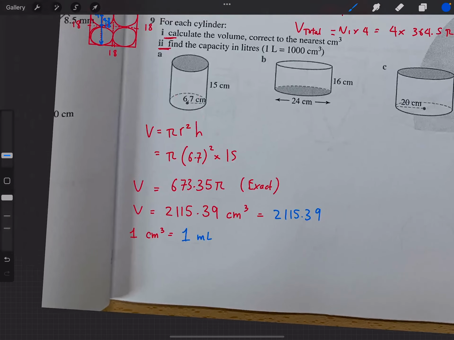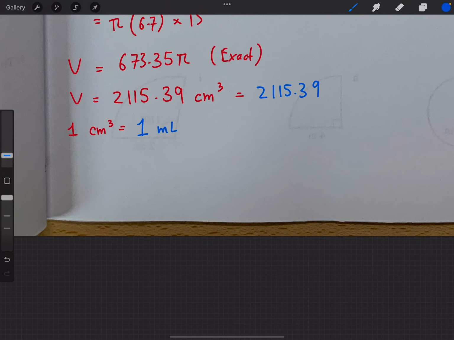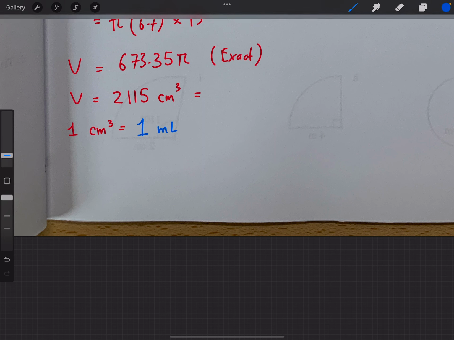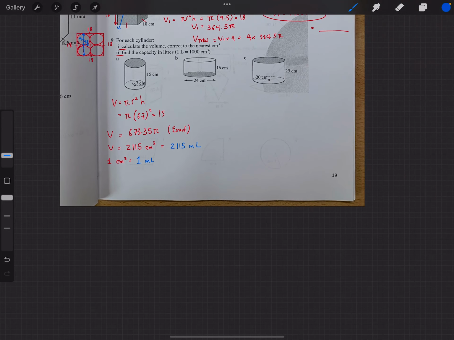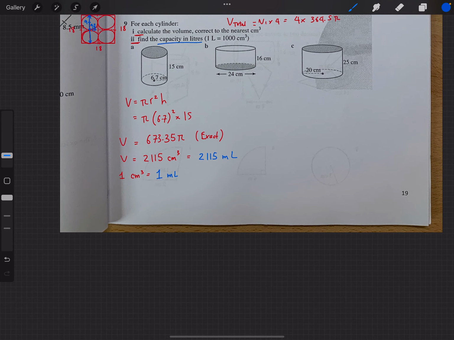So this is going to equal 2115.39. Does it say to the nearest anything? Oh, to the nearest centimeter. Okay, so let me just change that. This will be 2115 centimeters cube, sorry. And that's going to equal 2115 milliliters. Now they want the capacity in liters.